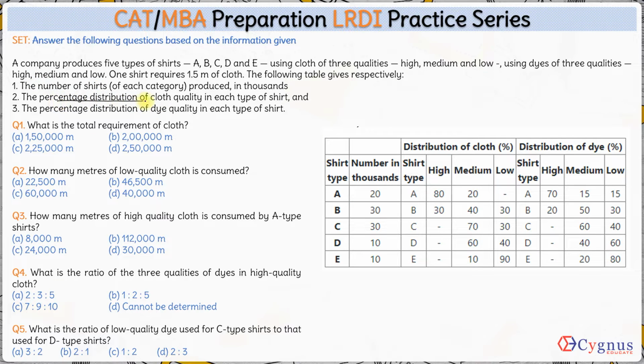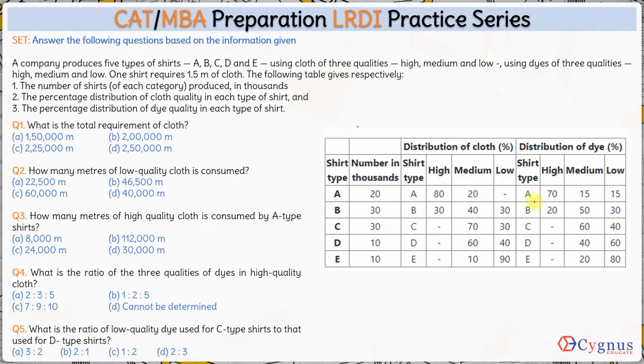The second point is the percentage distribution of cloth quality in each type of shirt. So for example, type A shirt, of all the 20,000 shirts that have to be produced, 80% of them have to be produced using high quality cloth, and the remaining 20% have to be produced using the medium quality cloth. Similarly, for type C, 70% shirts have to be made using the medium quality cloth, and the 30% have to be manufactured using the low quality cloth.